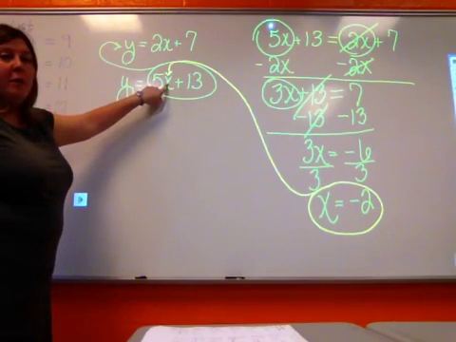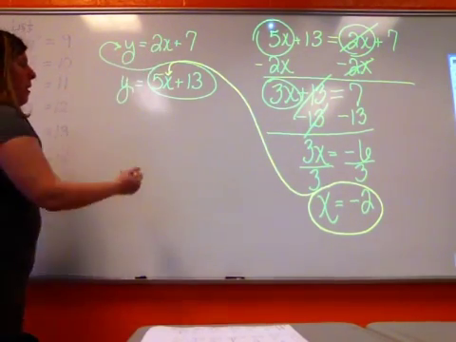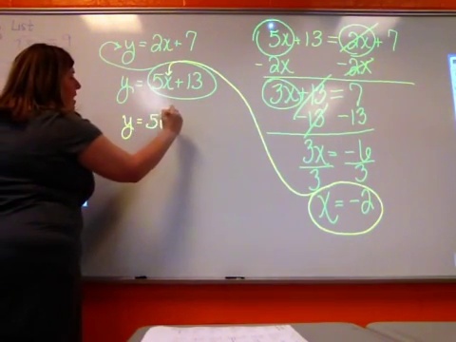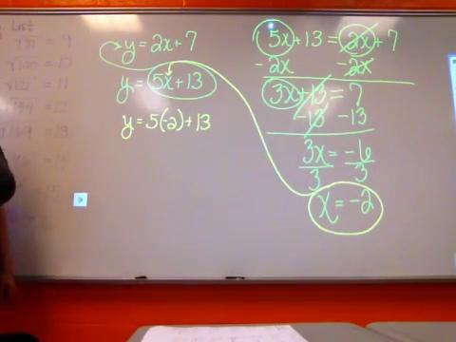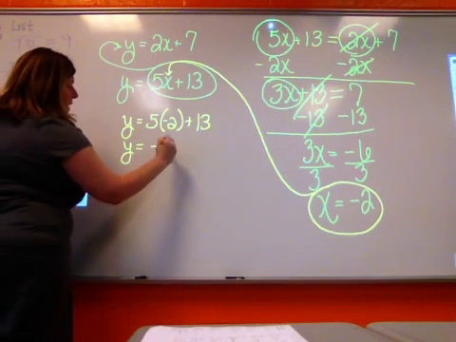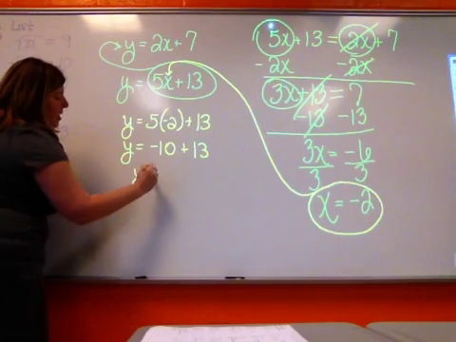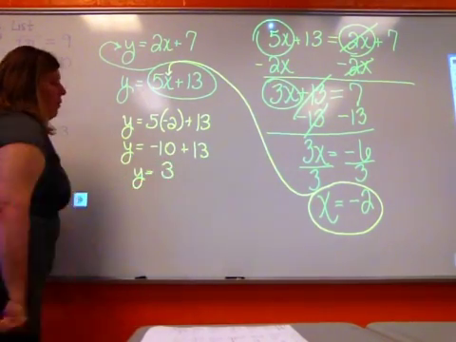Now, not only could I have replaced it here, I could have also replaced it right there, and that would have been fine as well. So y is equal to 5 times negative 2 plus 13. So 5 times negative 2 is going to get me negative 10. So y is equal to negative 10 plus 13, which is y is equal to 3.